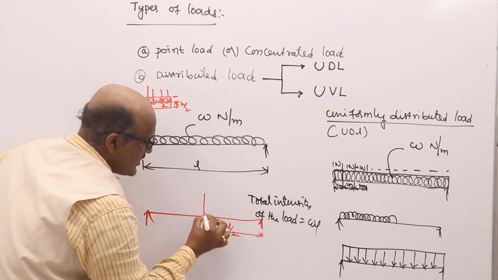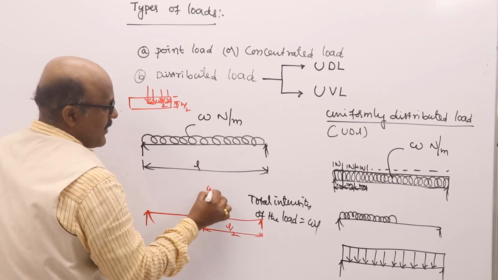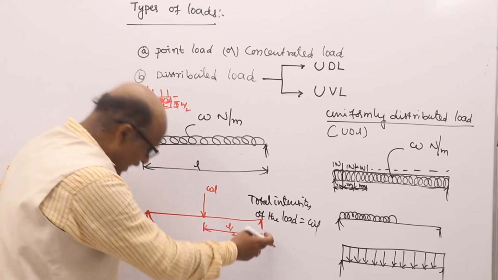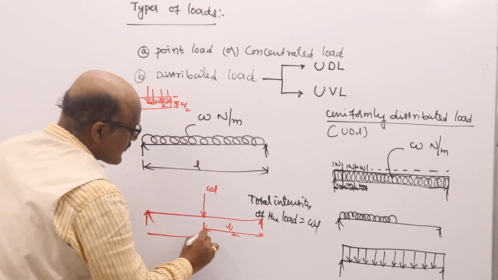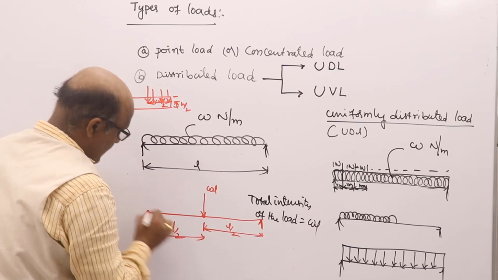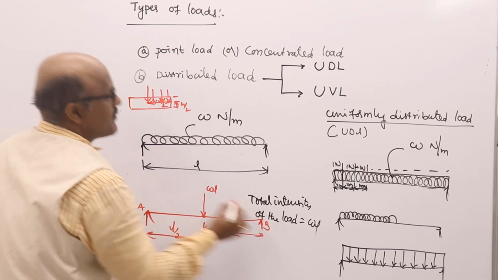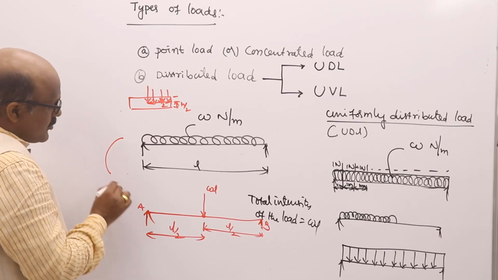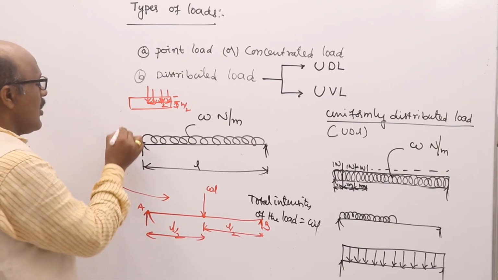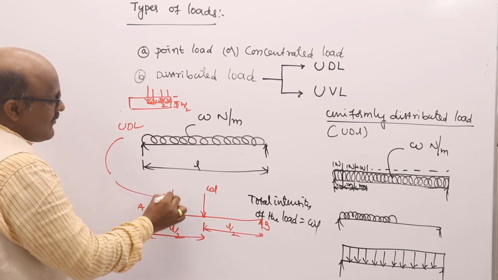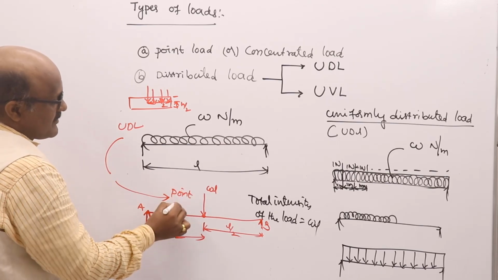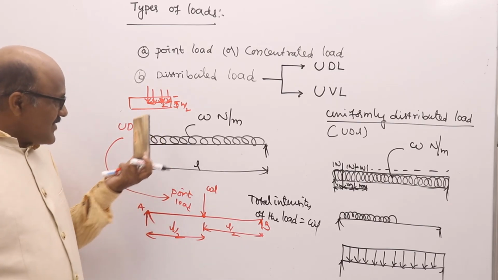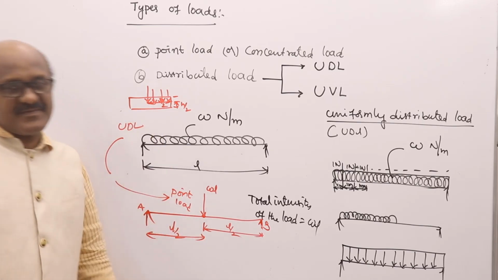So this total load intensity is W into L. It is acting at a distance of L by 2 from this end, also L by 2, that is at the center. This is point A, this is point B. Now the UDL is converted into a point load, my dear students. So now it is a UDL, now it is a point load. This is the conversion of UDL into point load like this.